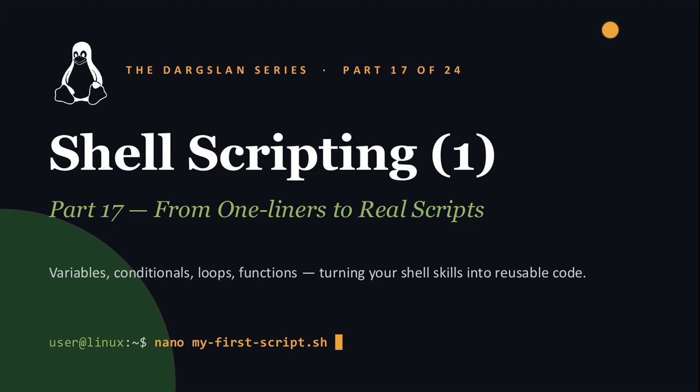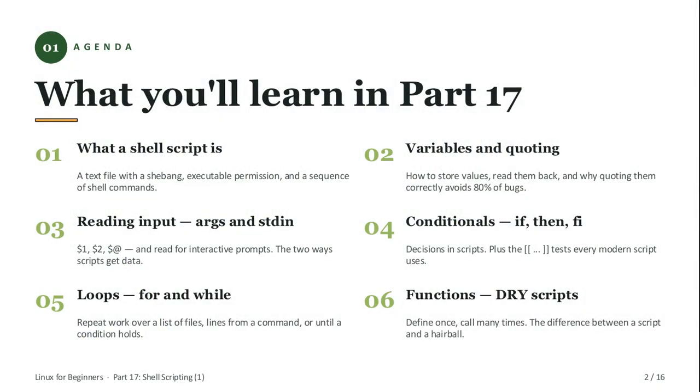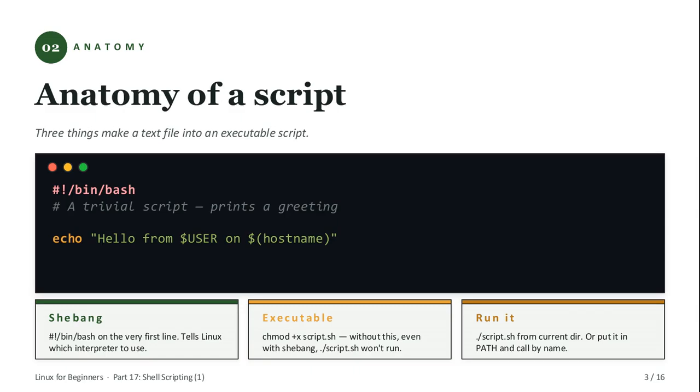Let's write some code. Here's the roadmap for the next hour or so. We'll start with what actually makes a file a shell script: the shebang, the permissions, the basics. Then we'll move into variables and quoting, which honestly will save you from most of the bugs you'd otherwise write. After that, reading input, making decisions with if and then, looping over things, and finally wrapping repeated logic into functions, because nobody wants to maintain a 400-line hairball. So let's start at the beginning.